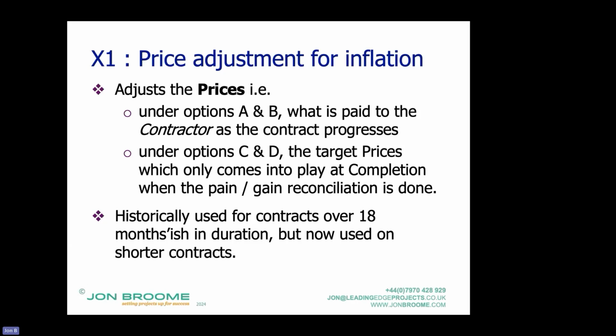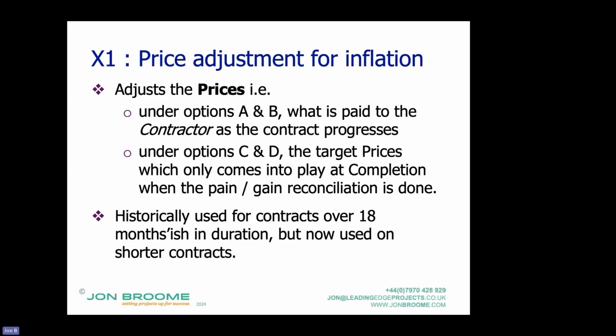Okay. Under options C and D, the prices is the target, the fulcrum around which the incentive or the pain gain share mechanism operates. So it only comes into play at completion, when the contractor completes the work, because that's where the reconciliation between what the contractor has spent plus their fee and the prices comes into play. So it's really the total of the prices as adjusted.